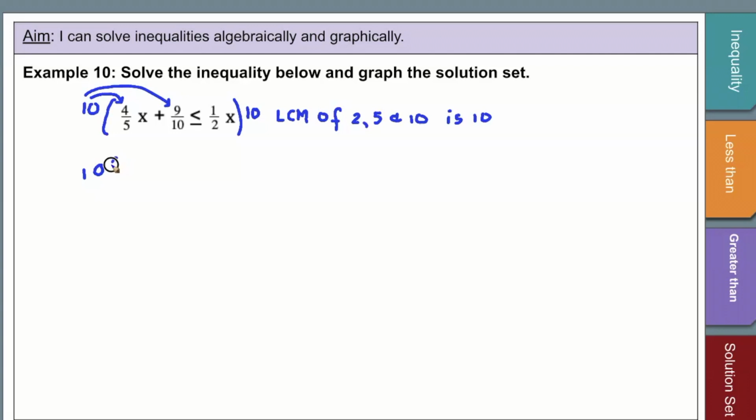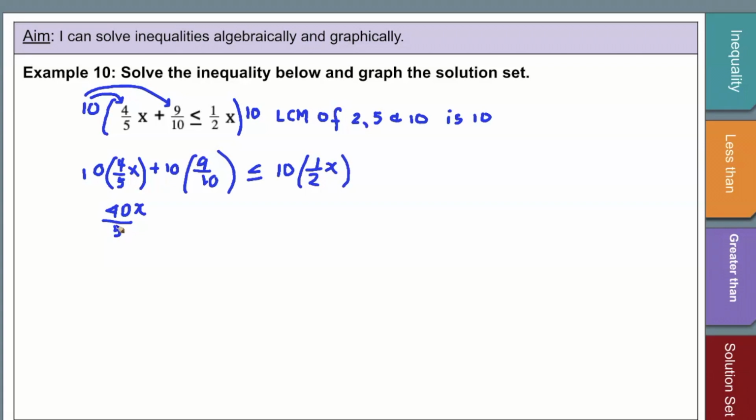Simplifying terms, 10 times 4/5 x would give us 40/5x plus 10 times 9/10, cancel 10, will result to 9, less than equal to 10 times 1/2 x would give us 10/2x. 40x/5 plus 9 less than equal to 10/2x simplifies further into 8x plus 9 less than equal to 5x.